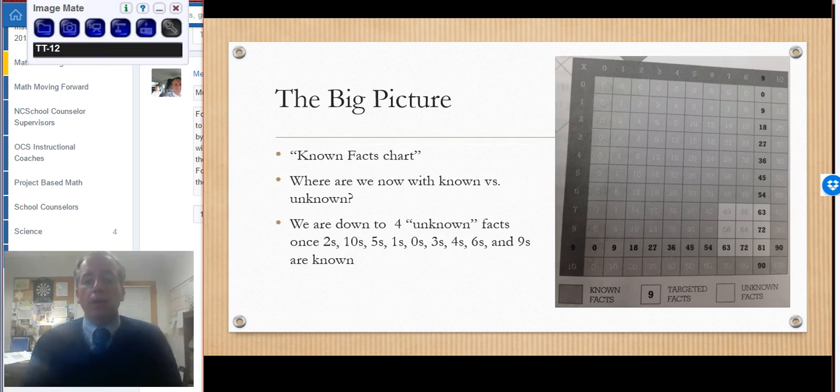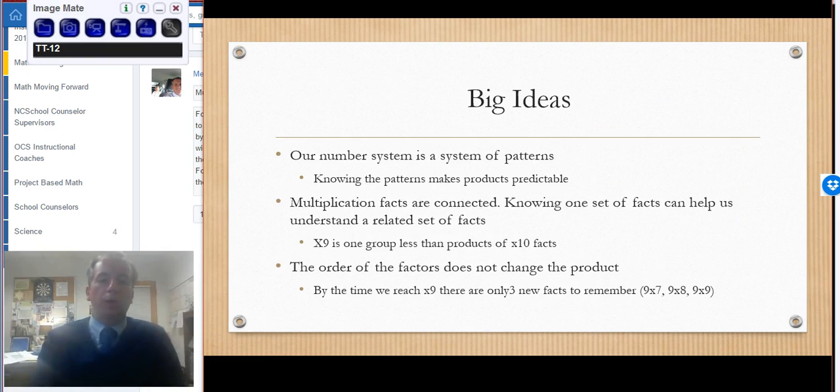So speaking of that big picture, where are we now? Well, we're down to 4 unknowns at this point, right? Once we own our 9s, and that certainly is a process, we would be down to the 4 unknowns. Really, we'd be down to 7 times 7, 7 times 8, 8 times 7, and 8 times 8. The rest of the chart with the commutative property would all be understood at this point for kids.